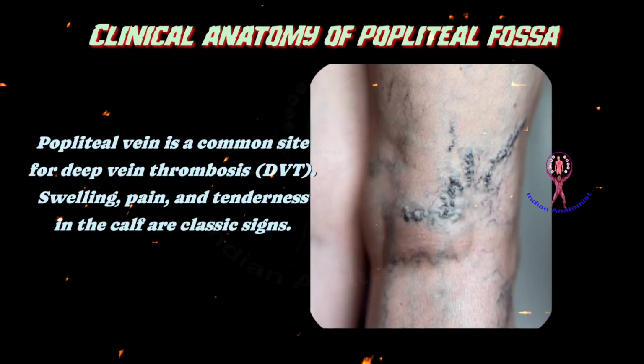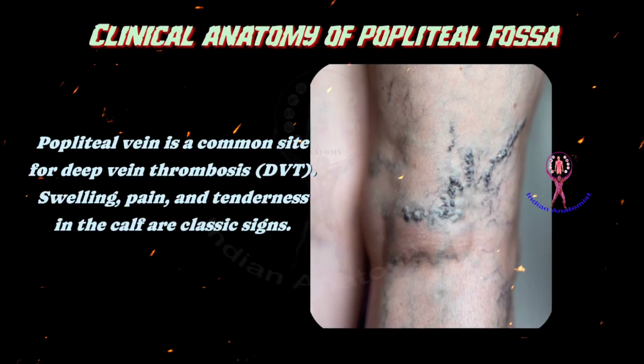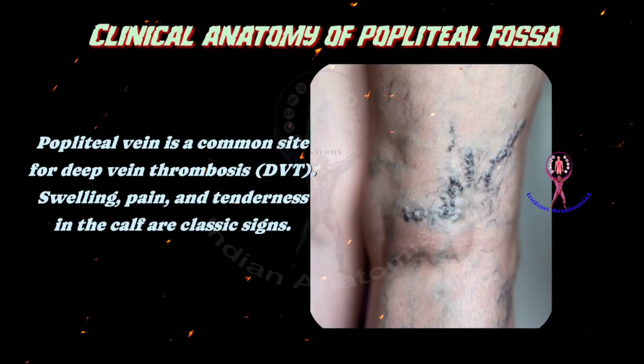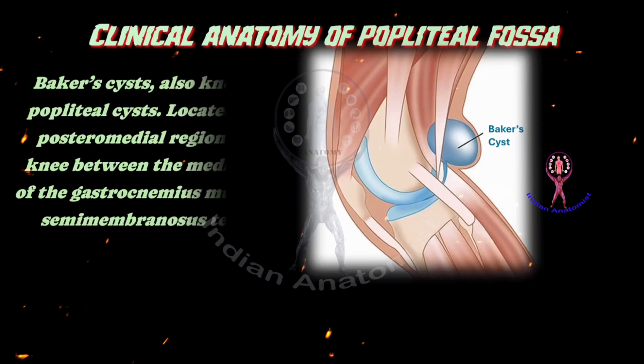Deep vein thrombosis, or DVT, is a blood clot that forms in a vein deep within the body. It most commonly occurs in the legs, but it can also affect the arms, pelvis, or other parts of the body. Popliteal vein is a common site for deep vein thrombosis. Swelling, pain, and tenderness in the calf are classic signs. And the last one is Baker's cyst.